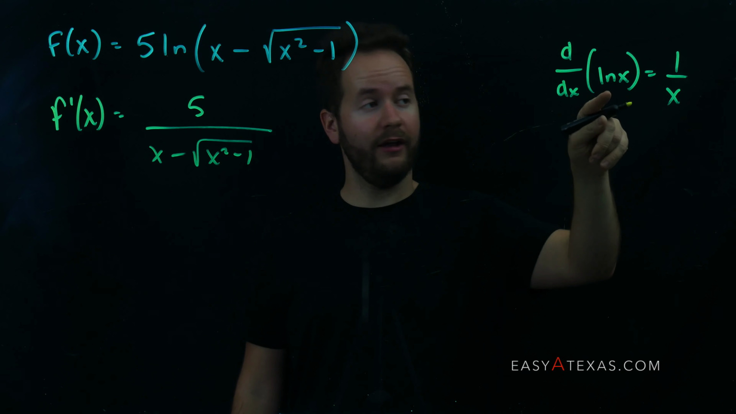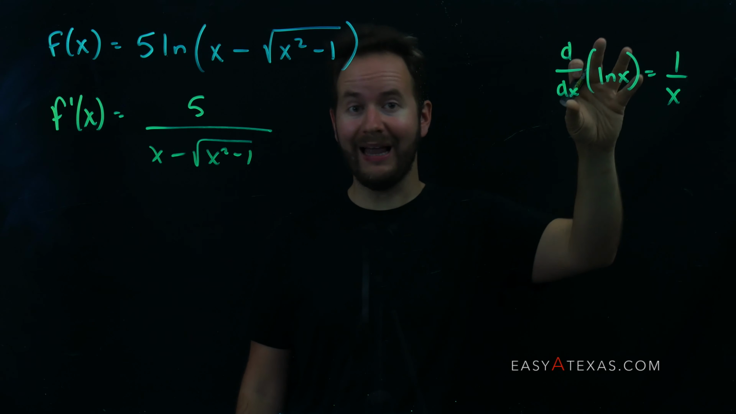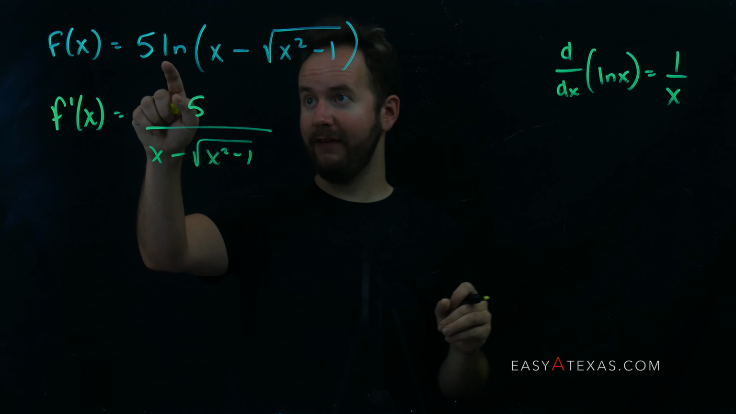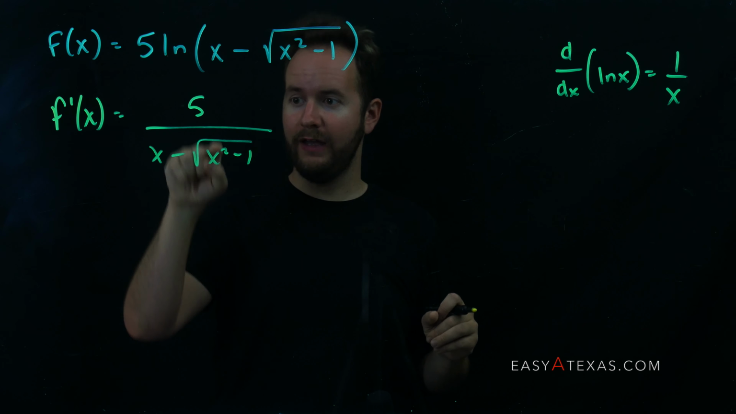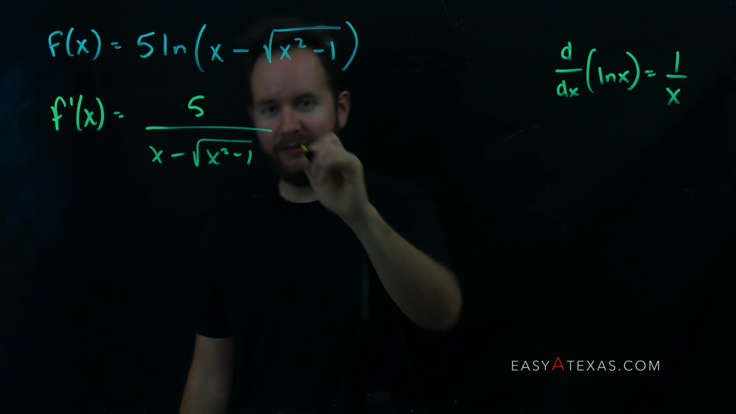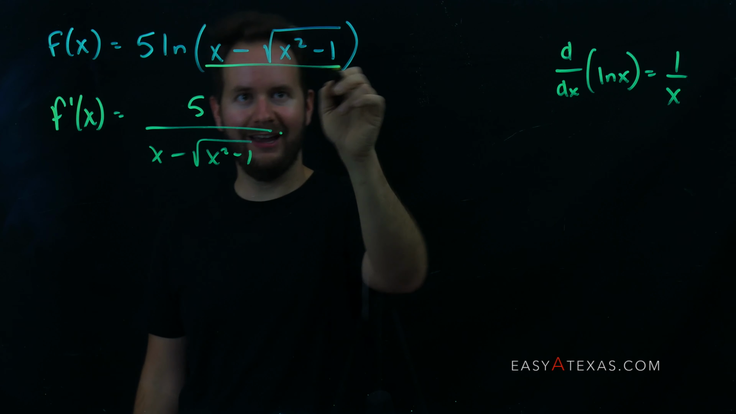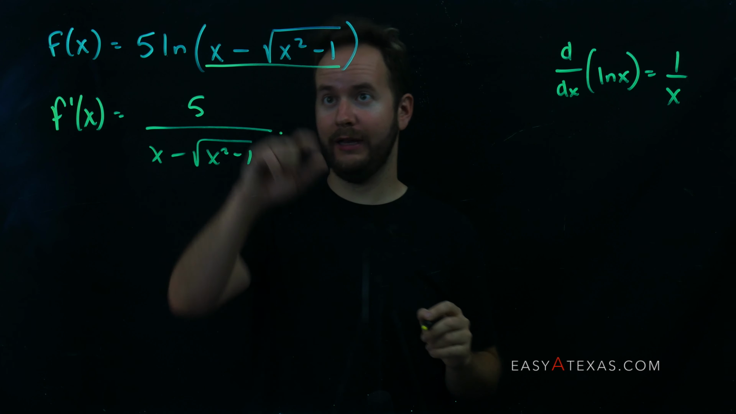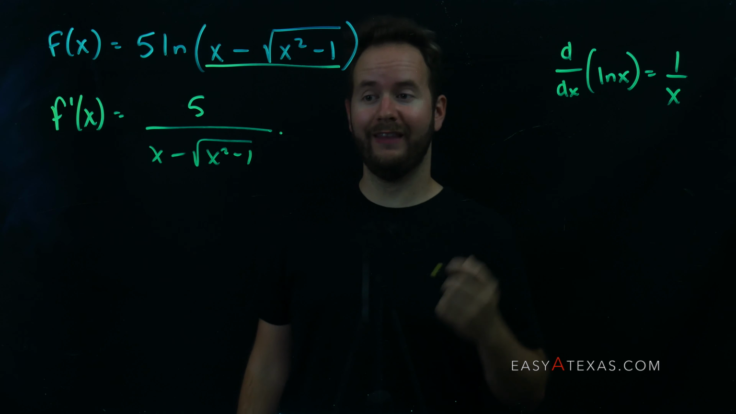I'm just saying the derivative of ln of x is 1 over x. So the derivative of ln of blah is 1 over blah. Here we have 5 ln of blah, so it starts off with 5 over that blah. Then we have to say chain rule. Is there something inside that ln? Sure, there is. It's x minus square root of x squared minus 1. So I have to take that function's derivative.